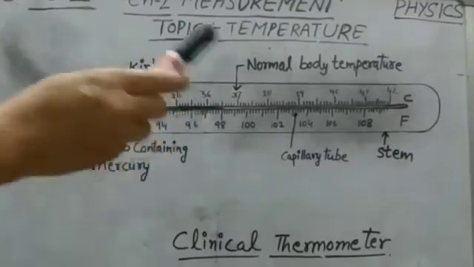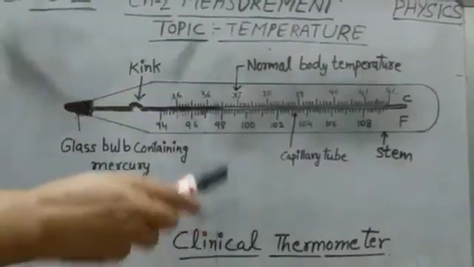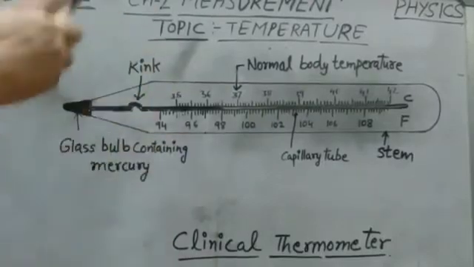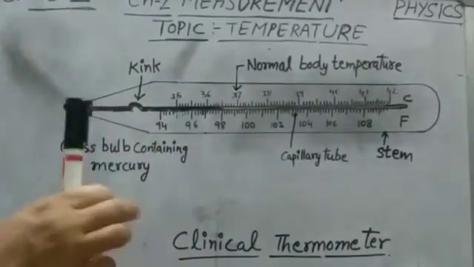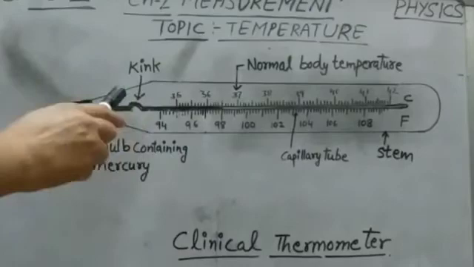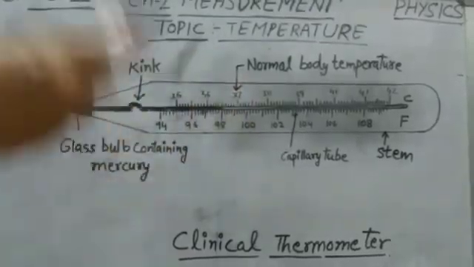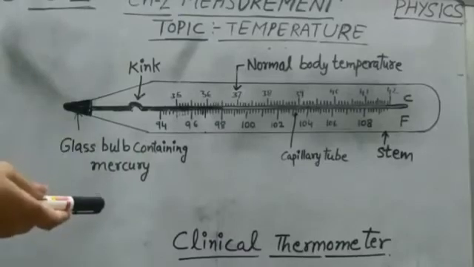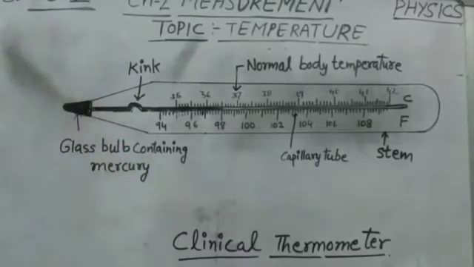A clinical thermometer cannot be used to measure high temperature, as it has been designed to measure only human body temperature, which varies over a short range. If a clinical thermometer is used to measure high temperatures, it will get damaged.